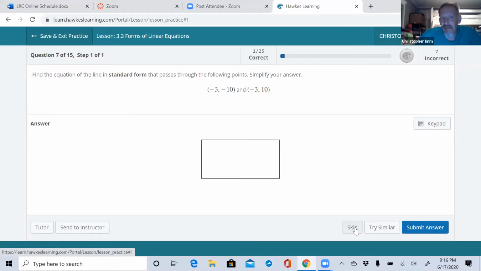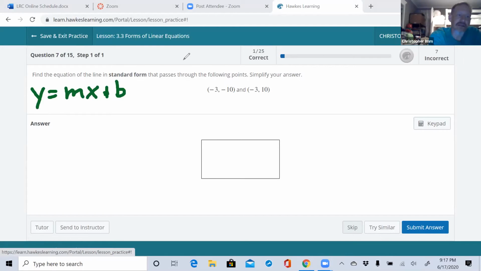So we want to find the equation of a line in standard form that passes through the following points and simplify our answer. There are really two equations of lines we can work with. One is the one that we just saw, y is equal to mx plus b. That one you should have committed to memory. That one works really well when we have a slope and a y-intercept, (0, something). In this case, we don't, unfortunately.